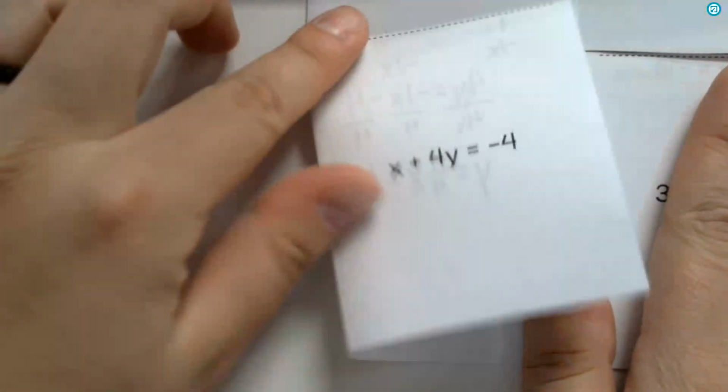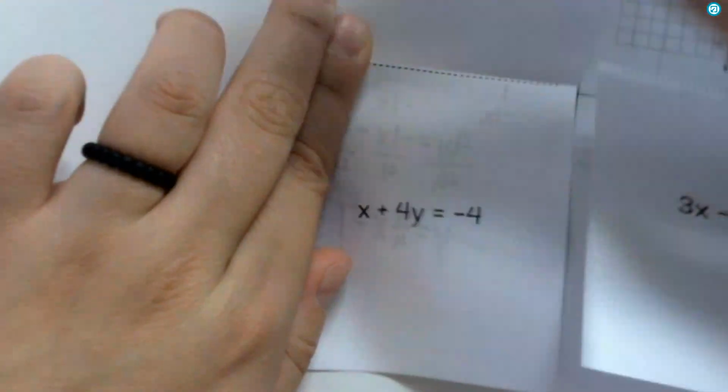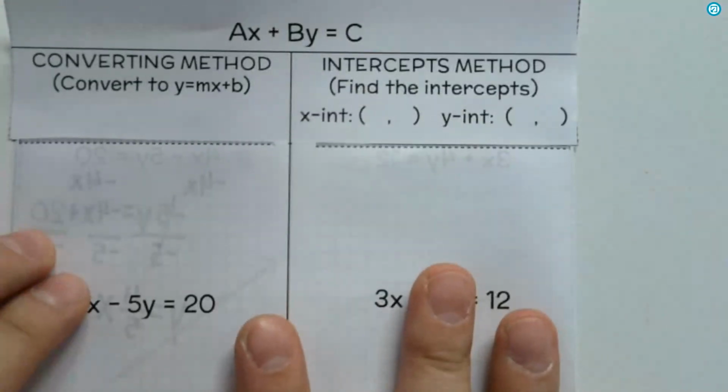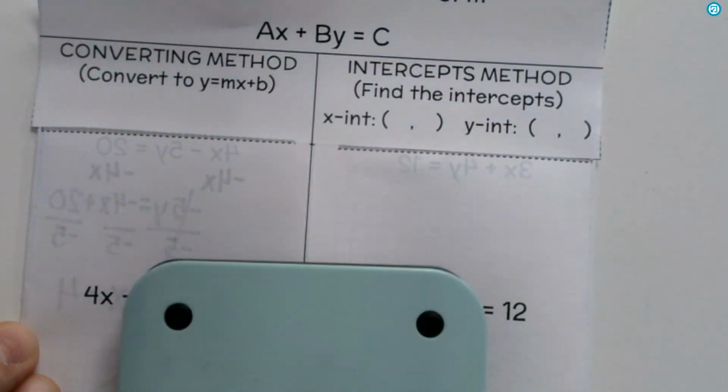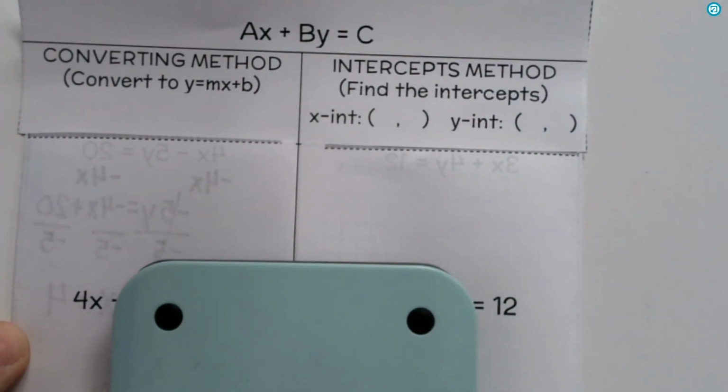Hey, let's look at our other method then. So our other method is called the intercepts method. So far, the only intercept we've dealt with has been our y-intercept. With slope-intercept form, we've always started our graph on our y-intercept. So our y-intercept is where we cross the y-axis. We also might have an x-intercept, which is where we cross the x-axis. So the intercepts method is us finding both of our intercepts.